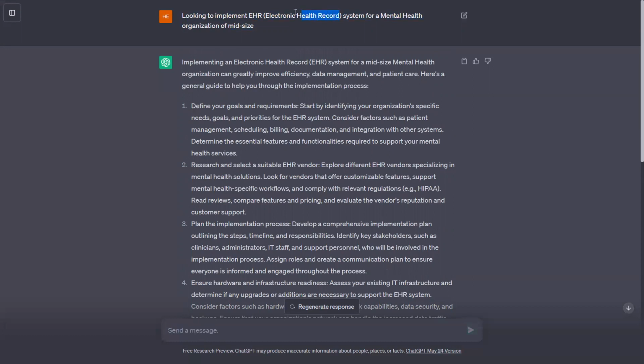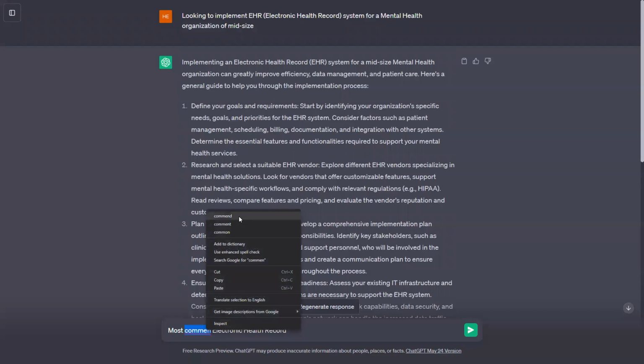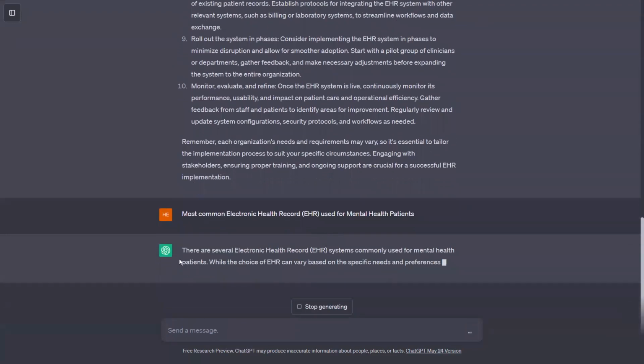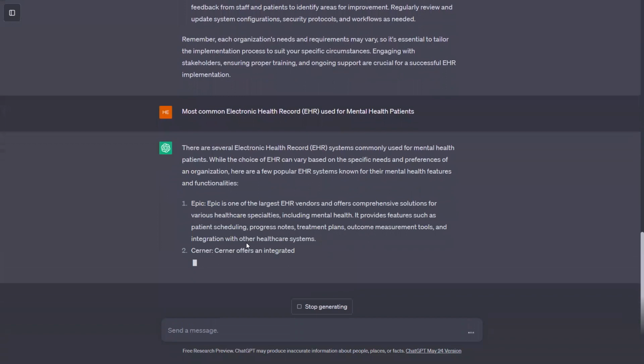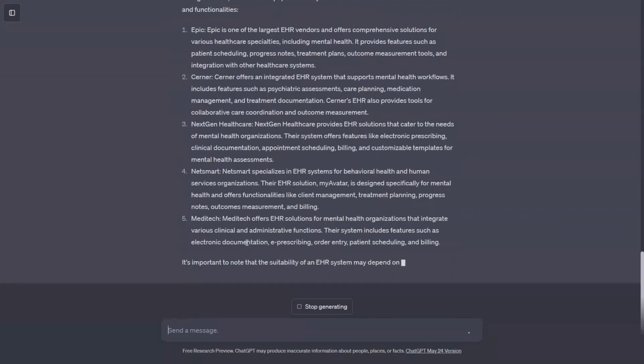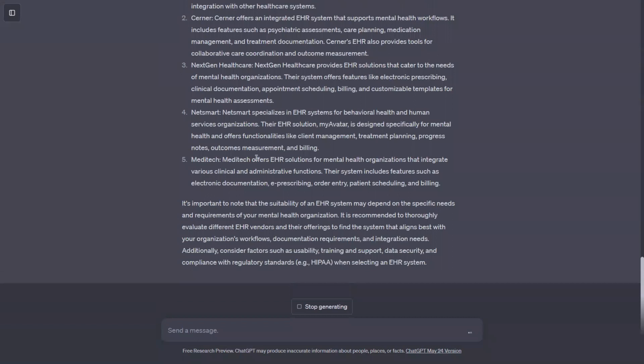Electronic health record, most common electronic health record systems used for mental health patients. Okay, let's see what it comes up with now. Okay, so here now it's starting to go through and list some of the most common mental health EHR systems that are out there, right? It's giving me 5.